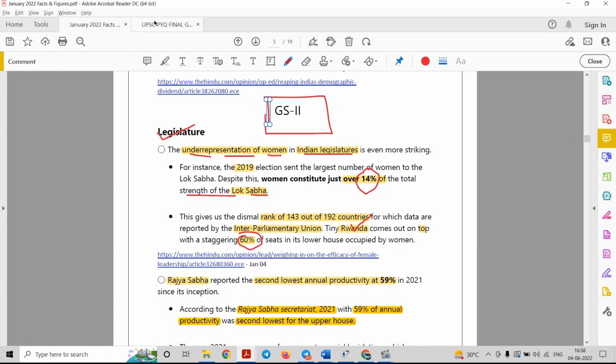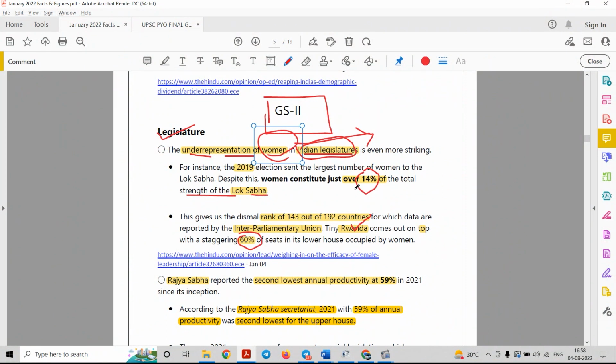Even in 2021 a similar question was asked: why is there underrepresentation of women in the Indian judiciary? A similar question can be asked about why women are underrepresented in the Indian legislature. We know that a bill was introduced in Parliament to get reservation for women in Indian legislatures, but the bill could not be passed because there was no consensus on that particular issue. Therefore this issue is still pending, and that is the reason why women are being underrepresented in Indian legislature.